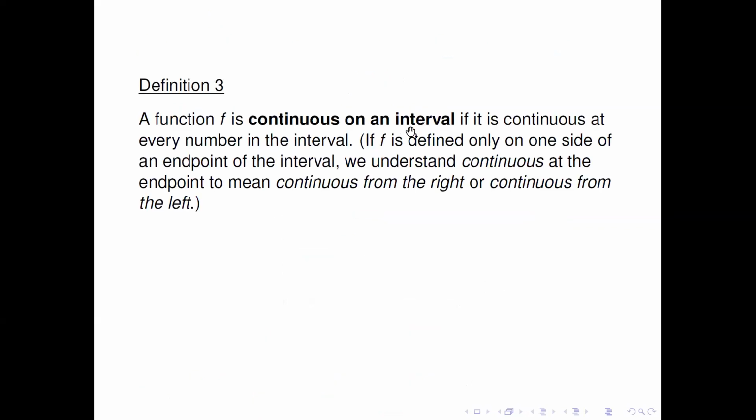A function f is continuous on an interval. So up to now, we've spoken about continuity at a particular point. But if you think of the real line, it consists of intervals. So I can think of the interval between 1 and 2, and I can say that the function is continuous on that entire interval if it is the case that the function is continuous at each point in that interval, right? If it is defined only on one side of an endpoint of the interval, we understand continuous at the endpoint to mean continuous from the right or continuous from the left.